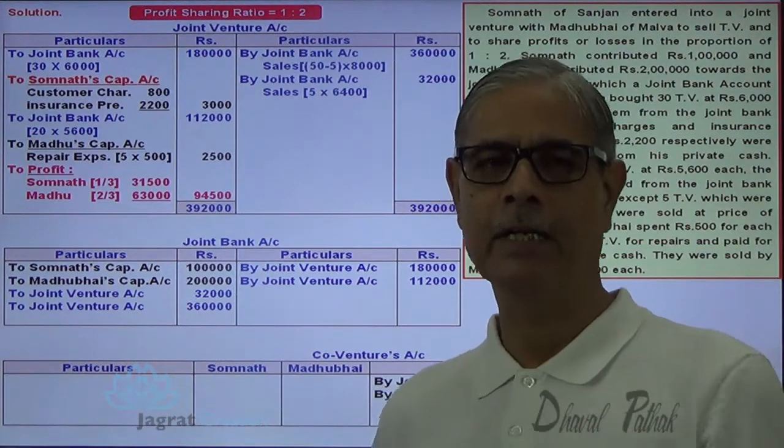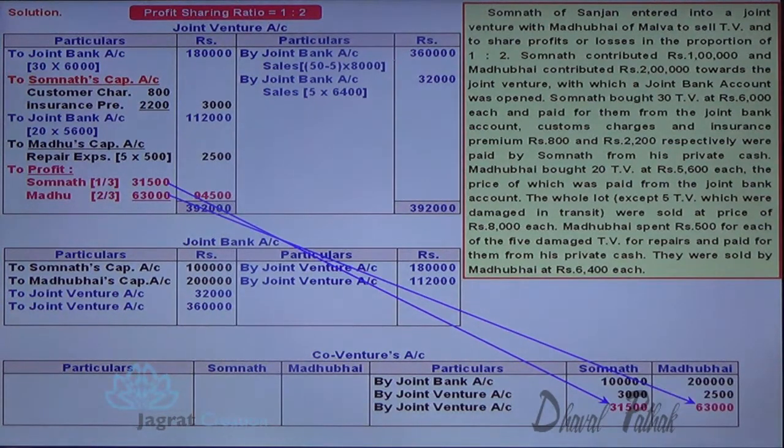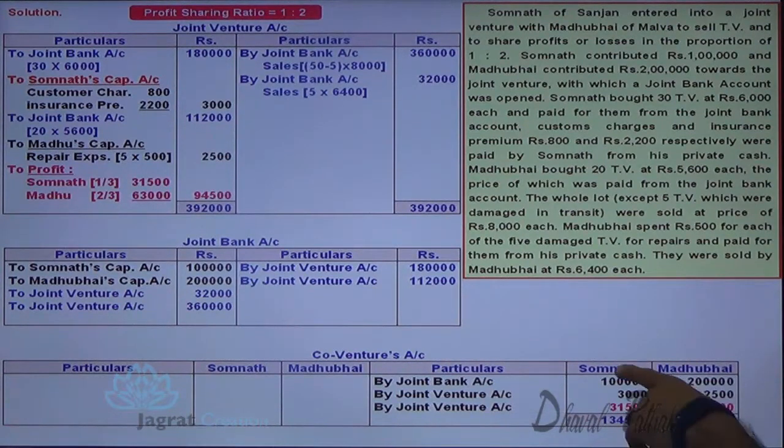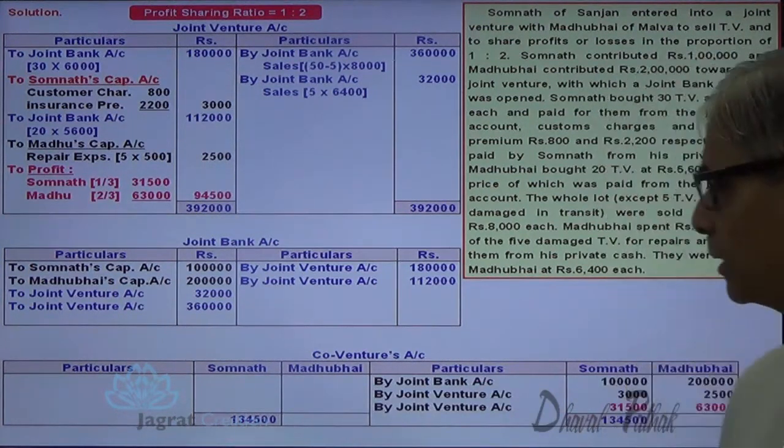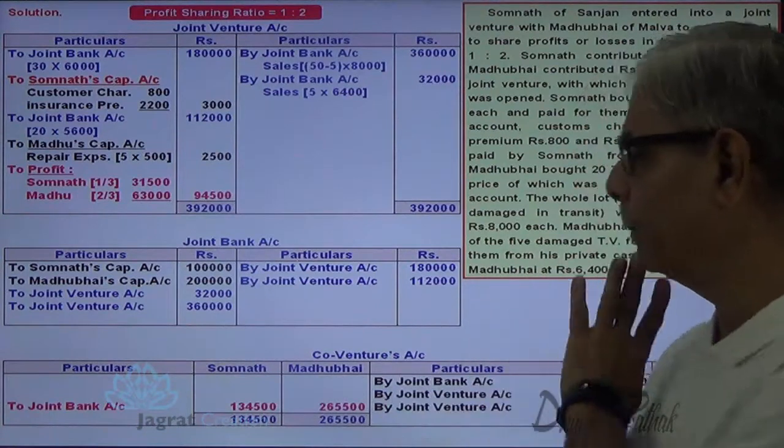That profit is credited to the partner's capital account. So Somnath capital account credit and Madhubhai capital account credit. After crediting the profit, we should redeem the capital of the partners because the firm is to be closed down. It is a short-term partnership. So amount to be paid to Somnath, 1 lakh plus 3 lakh plus 31,500. So 1,34,500 is to be paid to Somnath. And Madhubhai is to be paid 2,65,500.